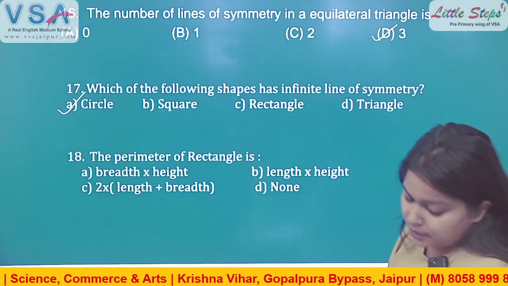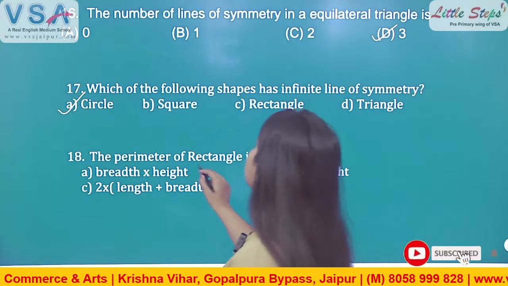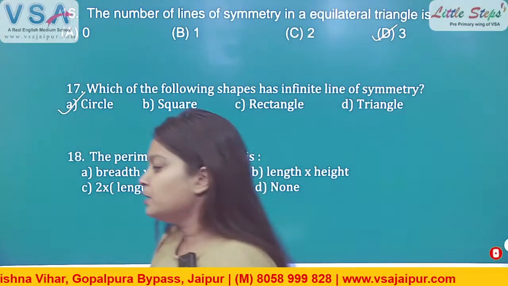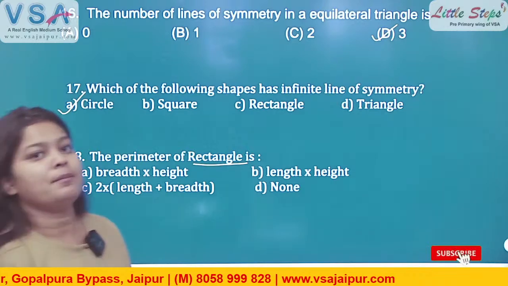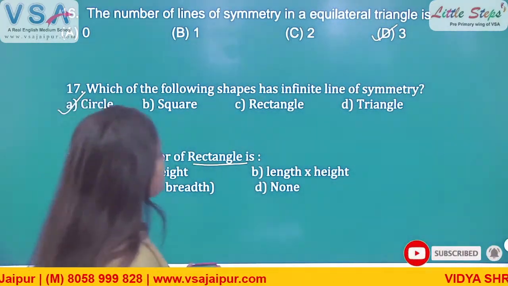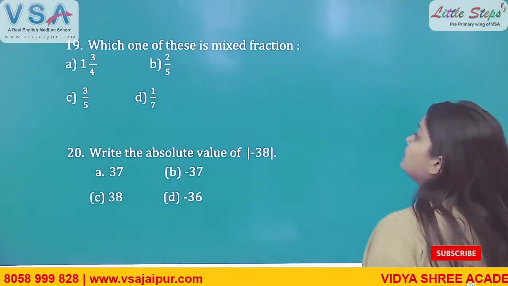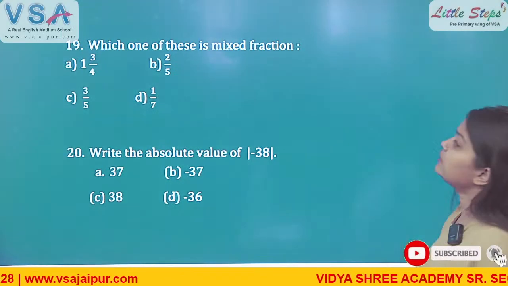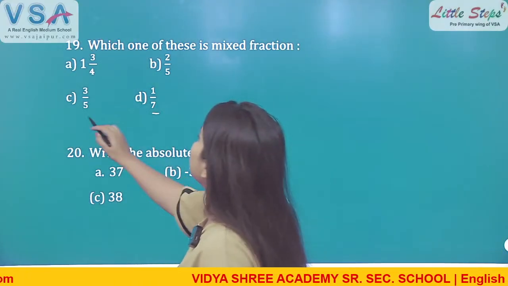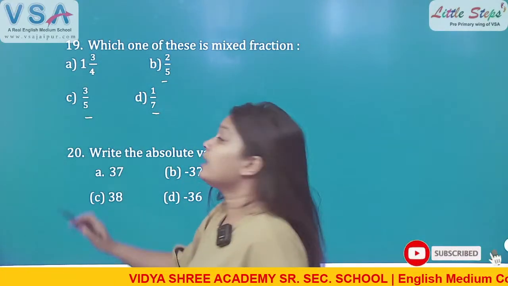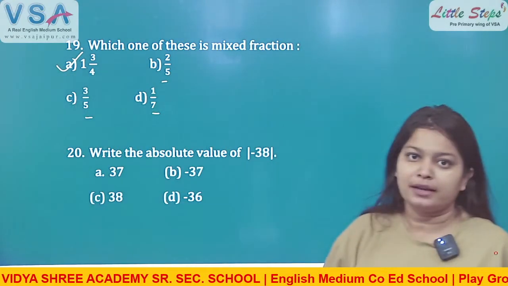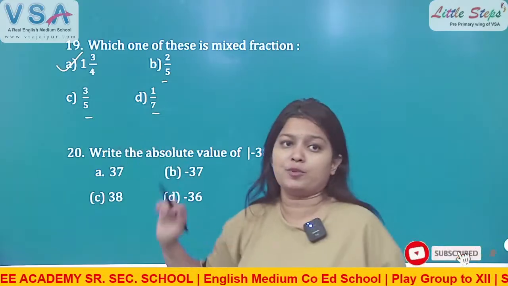Clear? The perimeter of a rectangle is, what is the formula of the perimeter of a rectangle? The formula of the perimeter of a rectangle is 2 multiplied by length plus breadth. Moving on to the next MCQ. Which one of these is a mixed fraction? As you all know, these are improper fractions and this is the mixed fraction, in which we have 3 digits. Clearly, it is visible in option A.